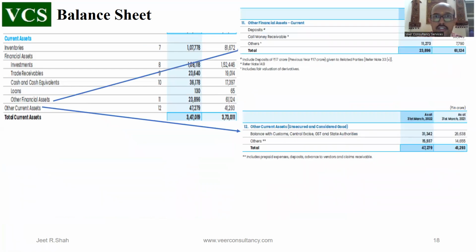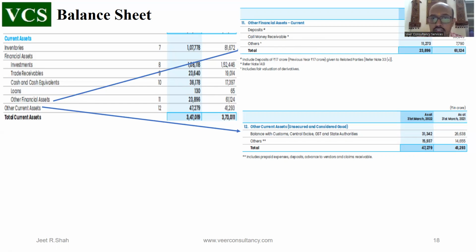Then we have other financial assets, wherein we have something known as current. We have deposits, which includes a deposit of 17 crore rupees to a related party. Then we have call money receivable. Then there are some other things known as financial assets, which are short-term in nature. The next that we see, other current assets, are balances with the customs department, central excise, GST, etc. जहाँ से पैसा आना बाकी है.